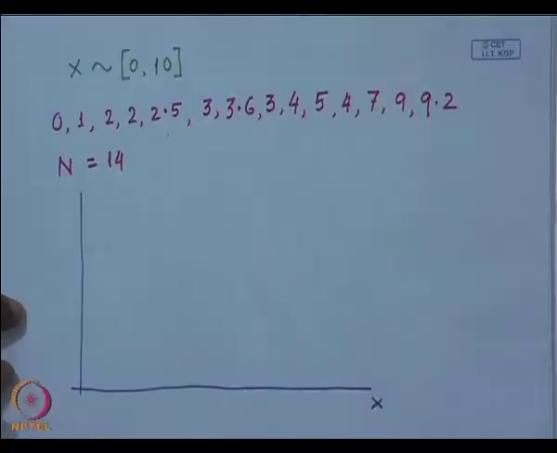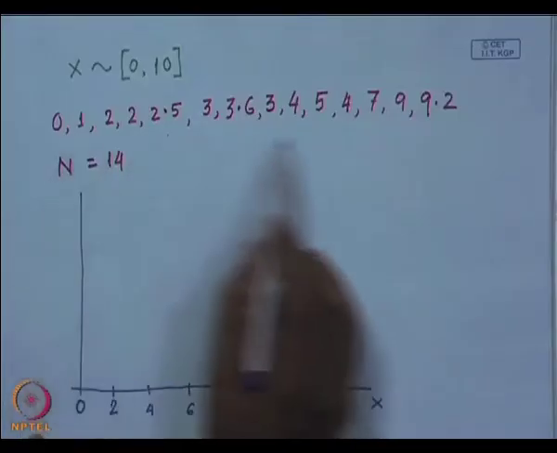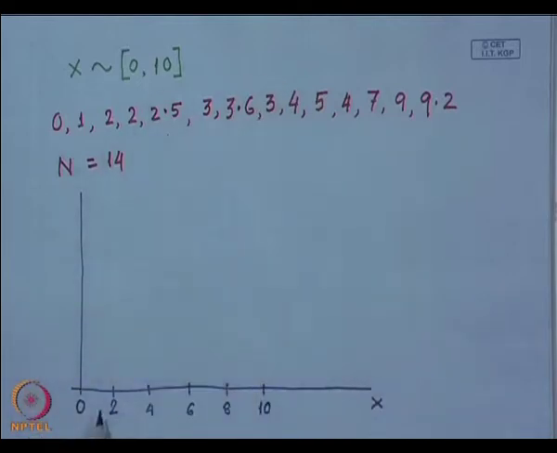Okay. So, this x has a minimum value of 0 and a maximum value of 10, and I am having cells of width 2. So, the cell boundaries will be 0, 2, 4, 6, 8 and 10. So, these are the cell boundaries that I have. And now, I have to find out, out of these samples, which sample falls in which of these bins.